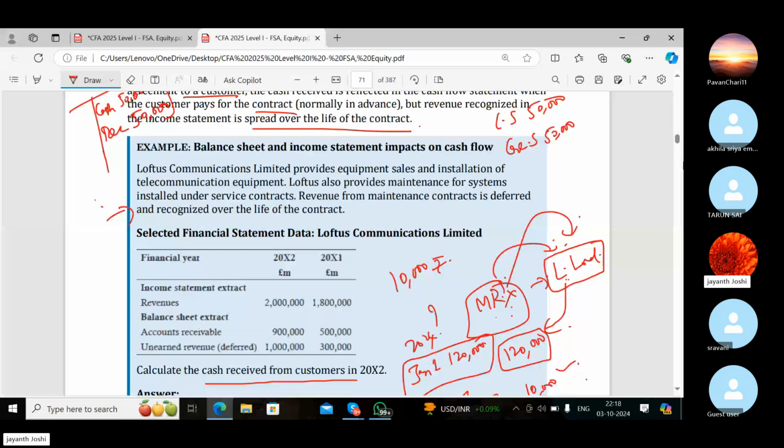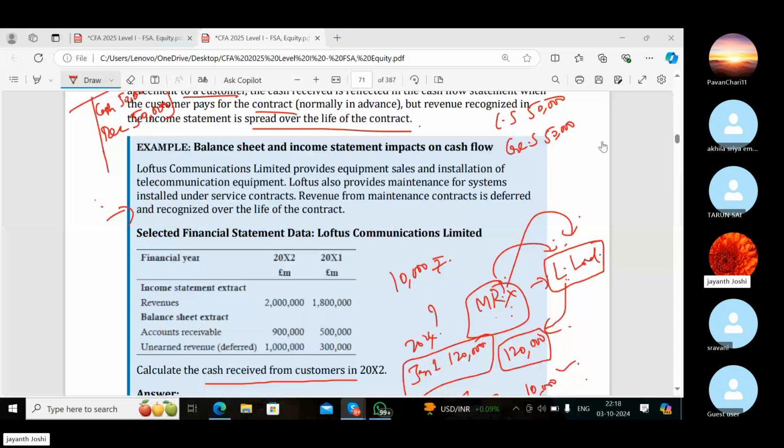Now, Loftus Communications provides limited equipment sales and installation of telecommunication equipment. Loftus also provides maintenance for systems installed under service contracts. So what they do is sell equipment and do installations, and they also provide maintenance for systems installed under separate service contracts. Revenue from maintenance contracts is deferred and recognized over the life of the contract.